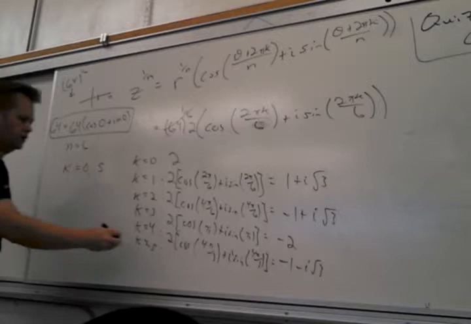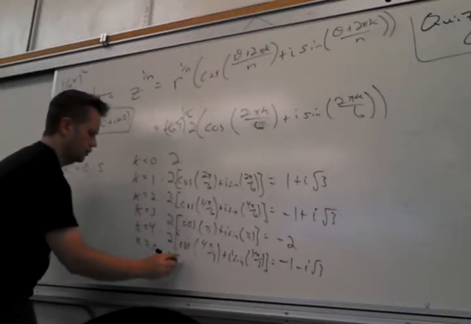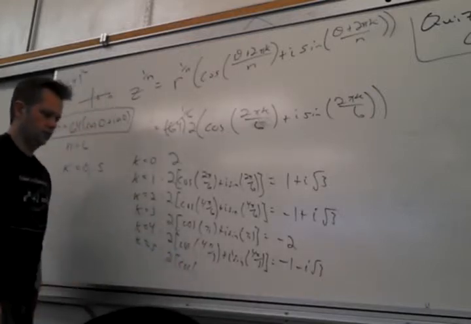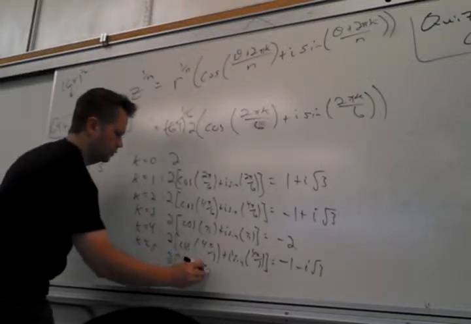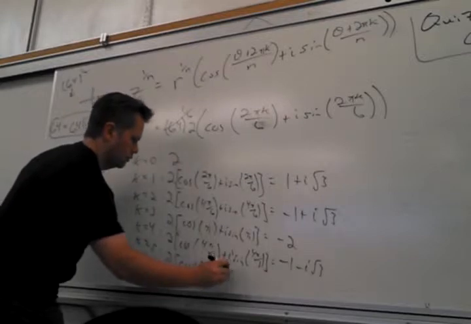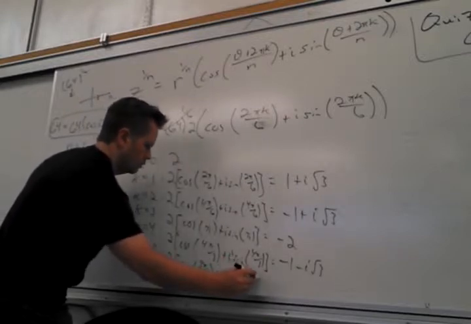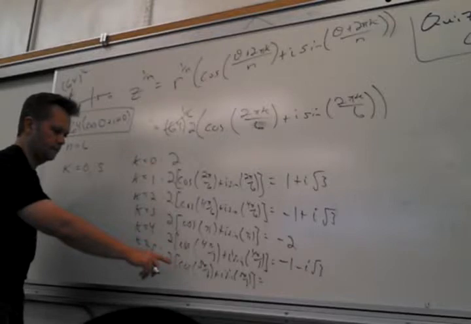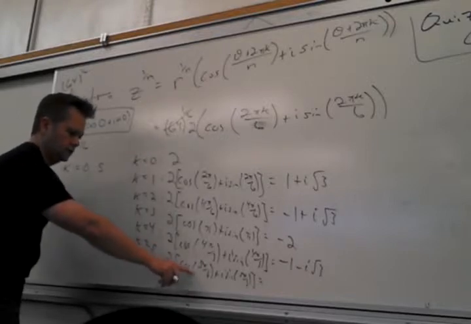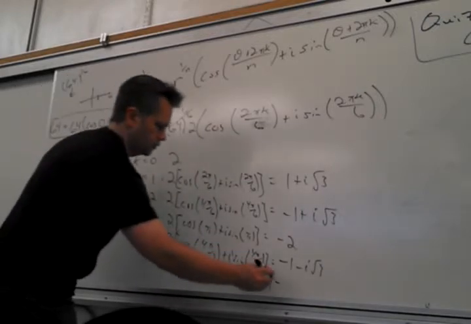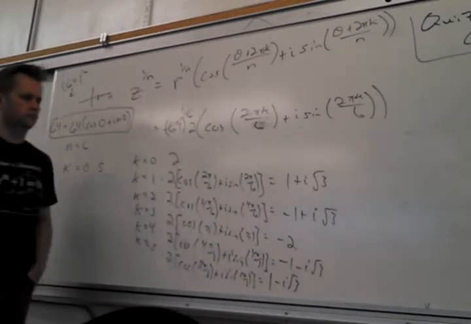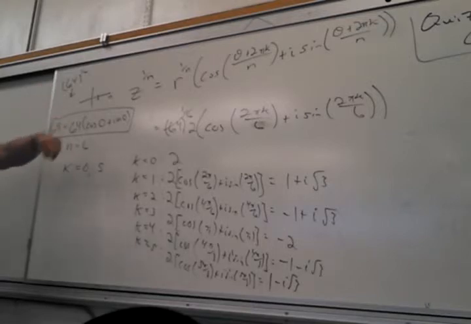For k equals 5, now I'm at 2 cosine of, yeah, good, 5 pi over 3. And we get, and now this is positive, good. We get 1/2 times 2 is 1 minus i root 3. Cool. So 1, 2, 3, 4, 5, 6. I like it.